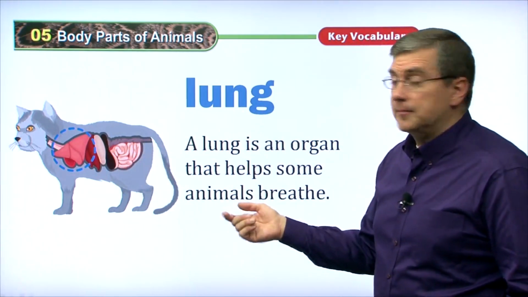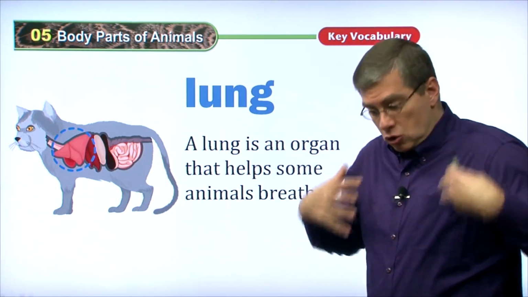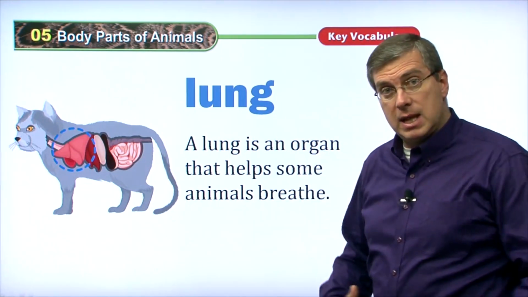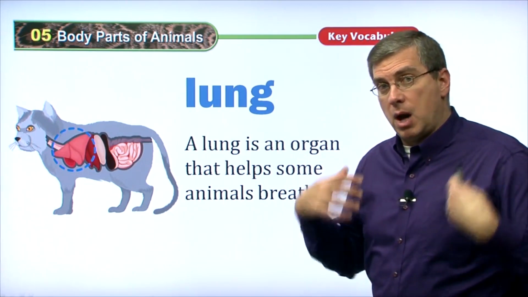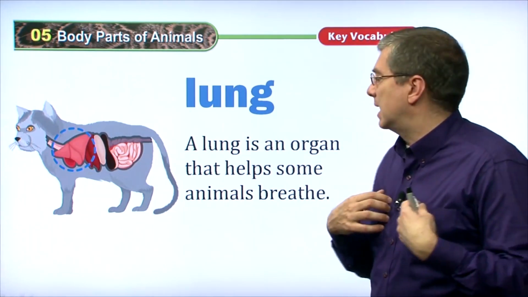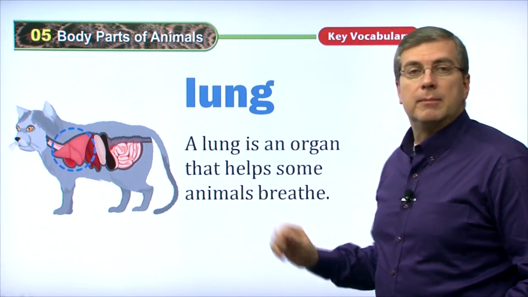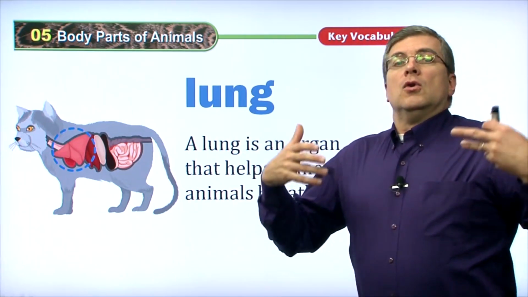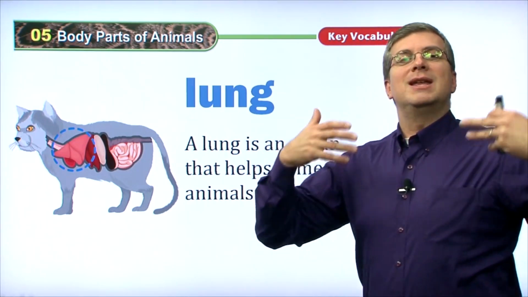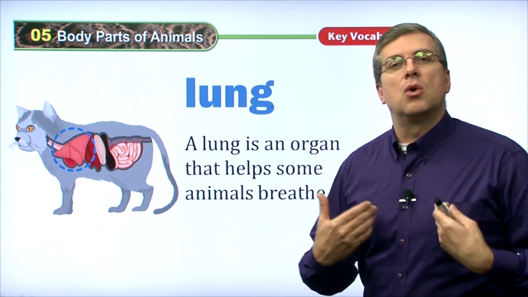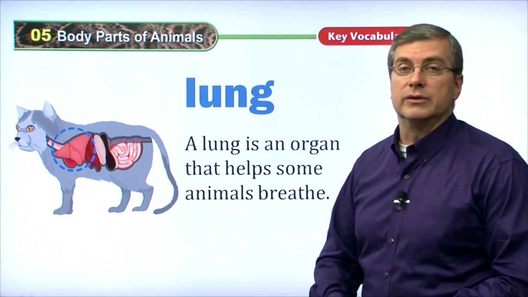But what is a lung? A lung is an organ. Organs are inside the body, usually in the torso, right? In the upper part of the body for mammals. We have many organs in our body. We can't see them, they're inside. A lung is an organ that helps some animals breathe. So if you breathe in and out, you're using your lungs. And most animals, all animals have lungs, okay?